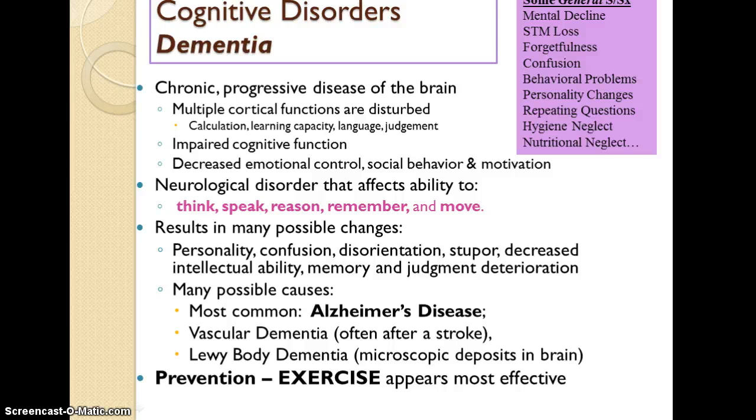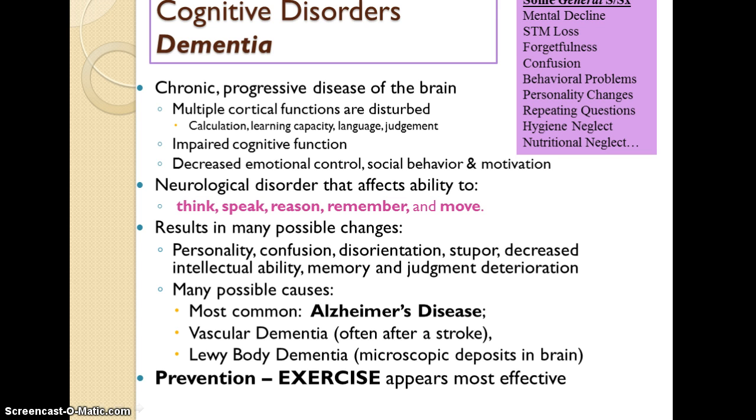You have impaired cognitive function, decreased emotional control or social behavior and motivation, a neurological disorder that affects ability to think, speak, reason, remember, and move. As it progresses, we get more into the unable to move. Usually it begins with just being forgetful, and then there's different stages of dementia or Alzheimer's. Alzheimer's disease is the most common type of dementia. It results in many possible changes.